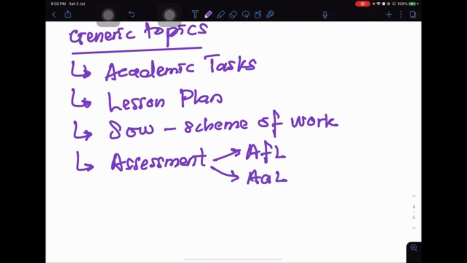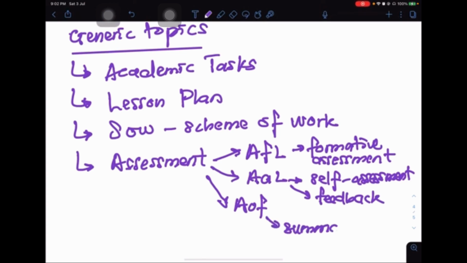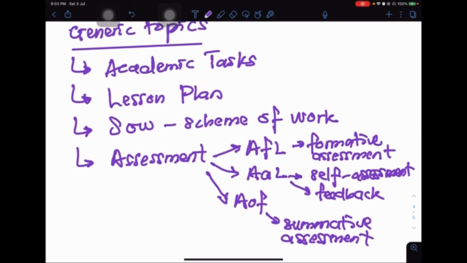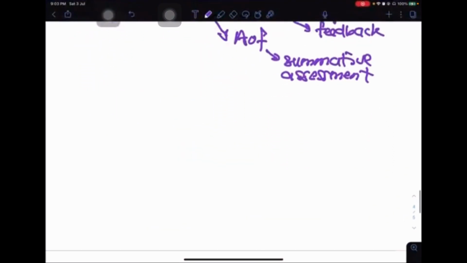Then we have 3 types of assessments: assessment for learning, assessment as learning, and assessment of learning. Assessment for learning, as I've discussed before, means formative assessment. Assessment as learning is self-assessment for the student, and we as teachers give feedback. Assessment of learning means summative assessment, which is the summation of all that you have taught them, and they sit for the final exam.